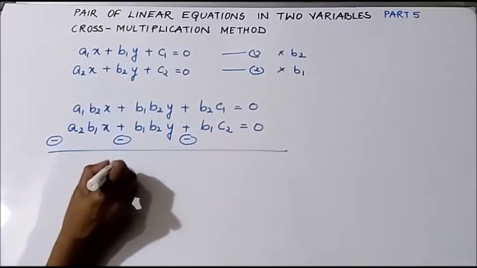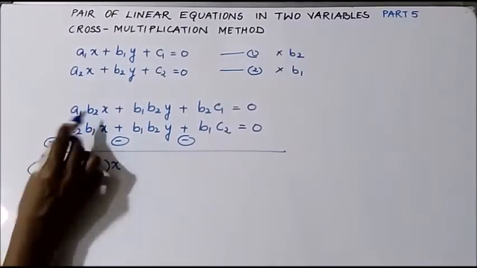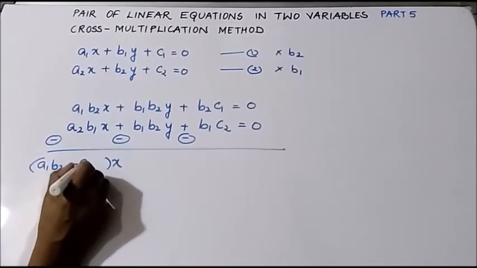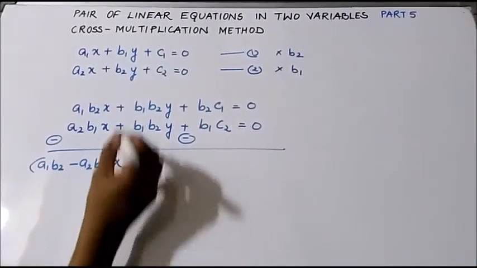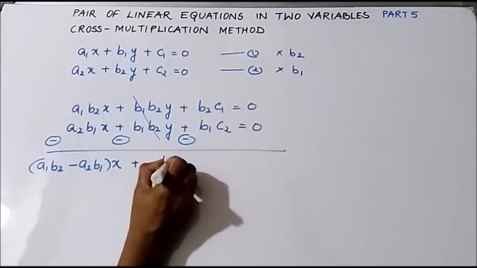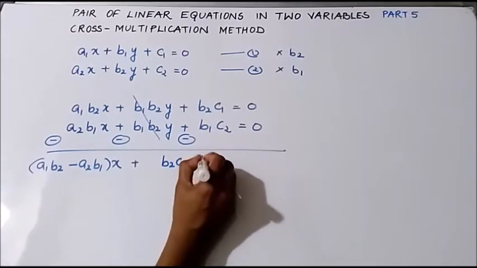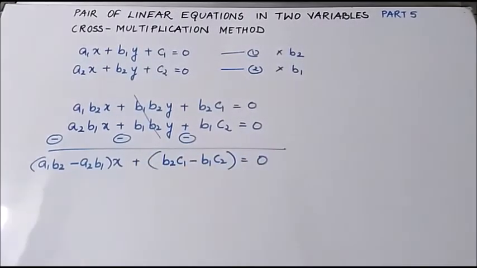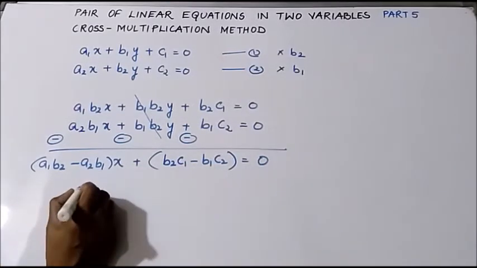Here you can take x common. In the bracket will come a1 b2 minus a2 b1. The y term will get cancelled. Here you will get b2 c1 minus b1 c2. Okay, this is the constant term. We take it to the other side.